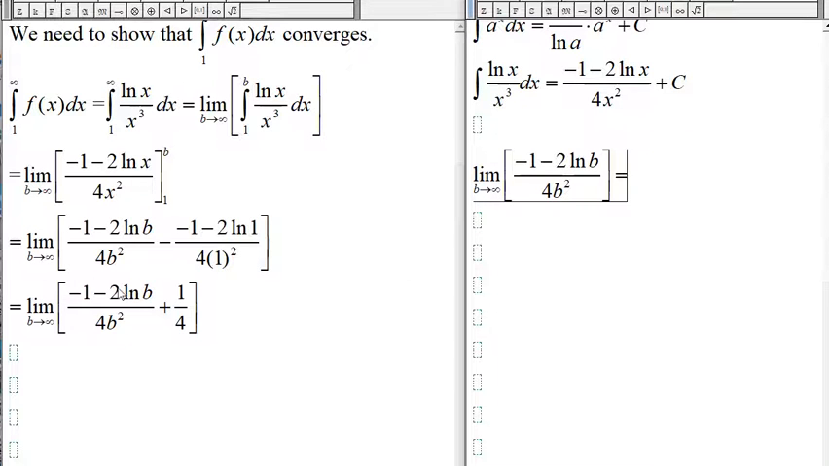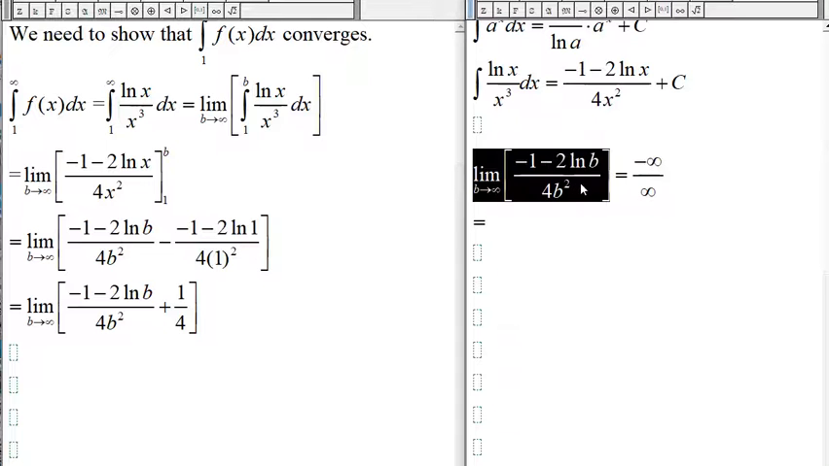So we want to find the limit of this part as b approaches infinity. As b approaches infinity, ln of b will approach infinity. And since I have a negative here, this becomes negative infinity, and then minus 1 minus infinity would be just negative infinity. And then the bottom, as b approaches infinity, will approach infinity. So we have infinity over infinity, and therefore we can apply L'Hopital's rule.